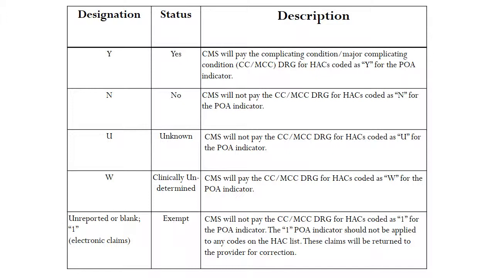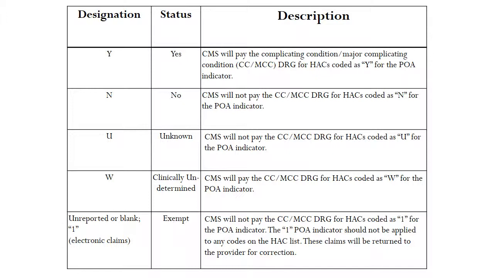If it's determined that a patient's condition was present at the time the patient was admitted, or a designation of Y for yes, then CMS will pay for the complicating condition, CC, or major complicating condition, MCC, associated with that encounter. If it's determined that a patient's condition was not present on admission and was something that was realized following the admission to an acute facility, CMS will not pay for any CC or MCC associated with that encounter.